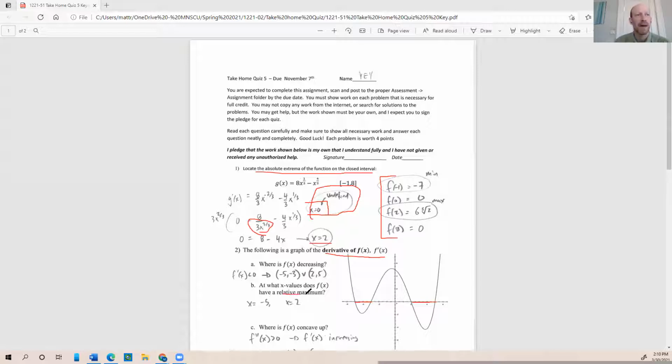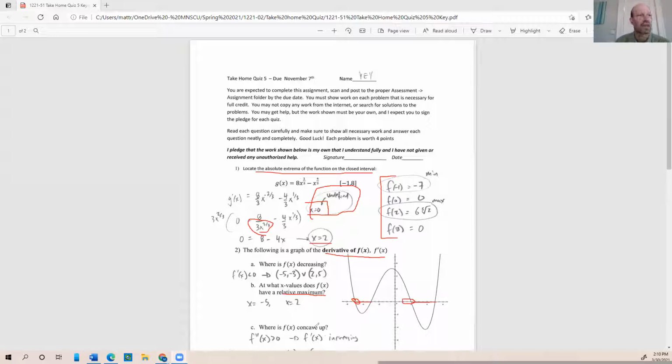Where does it have a relative maximum? We know from the first derivative test that a relative maximum goes from where the derivative is positive to negative. That's where the function goes from increasing to decreasing. So we can see positive to negative happens here and here.